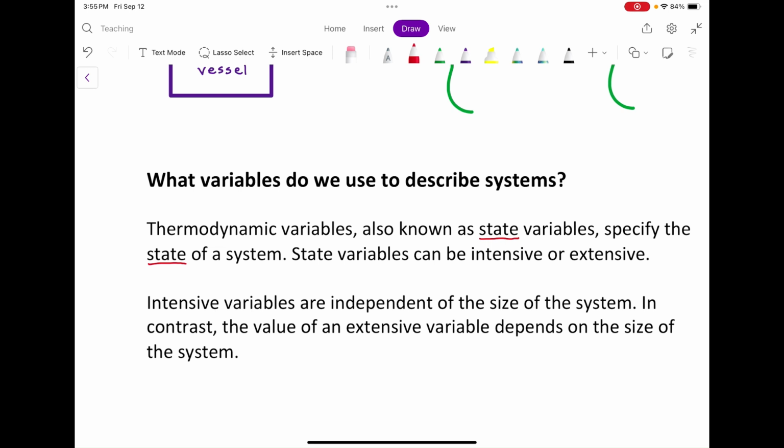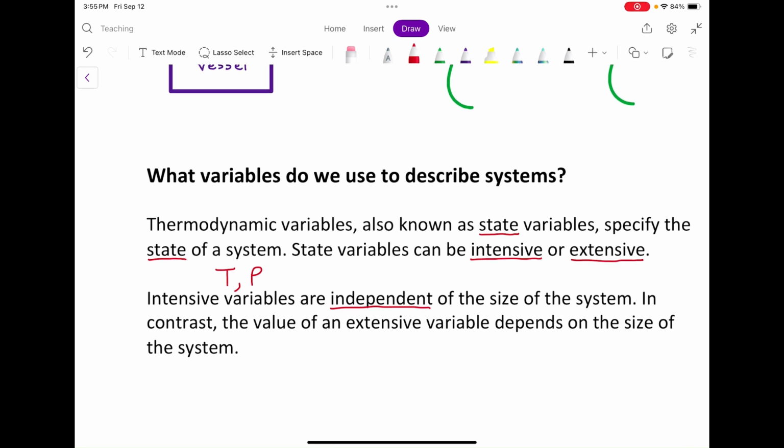So state variables would be like temperature or pressure. These are common ones, and that's because they tell you what the conditions are in your system. And these state variables can be intensive or extensive. An intensive variable would be one that's independent of the size of the system. Temperature and pressure would be great examples of intensive variables.